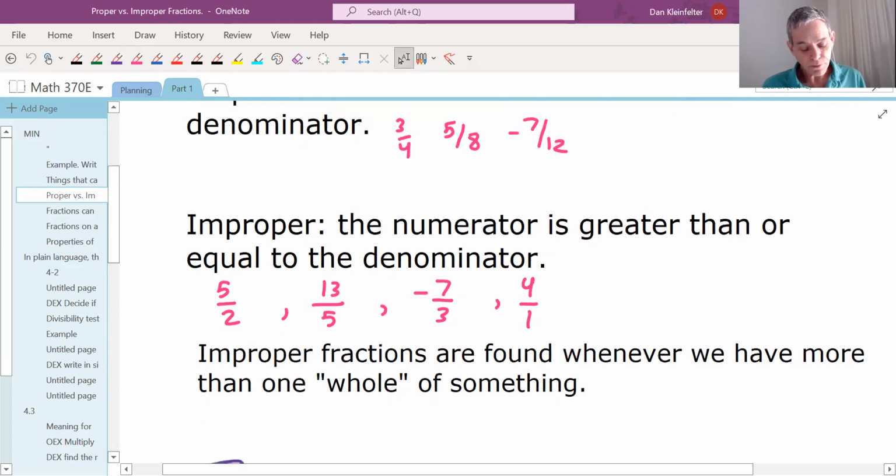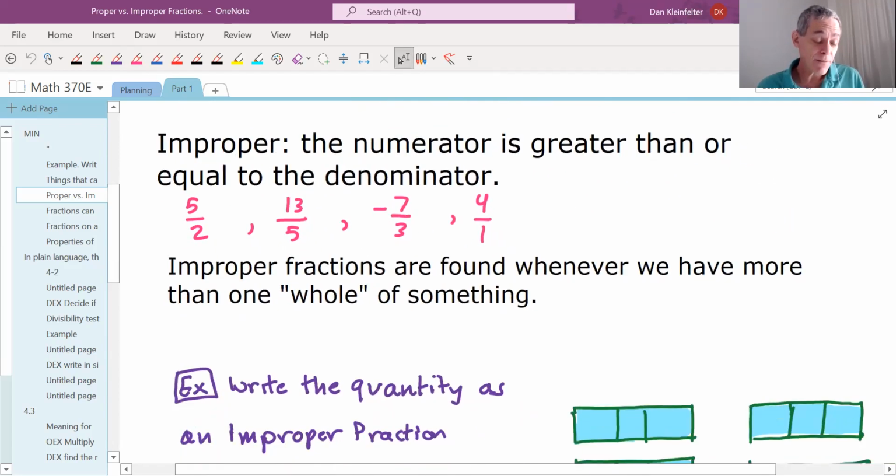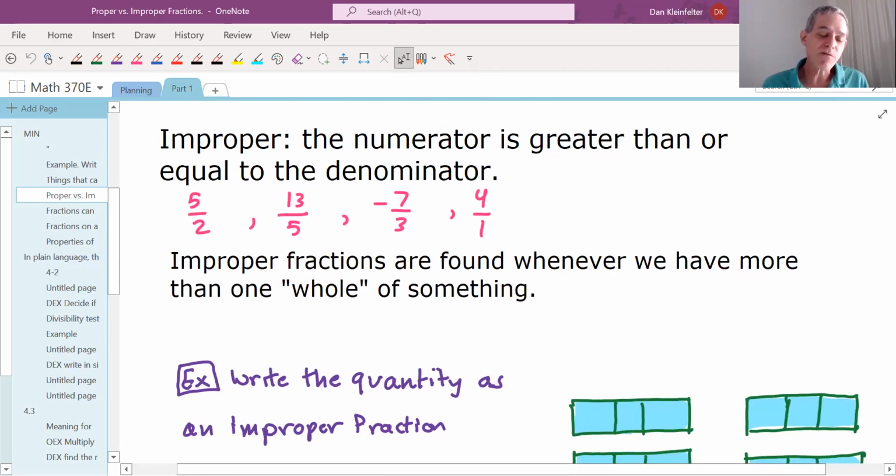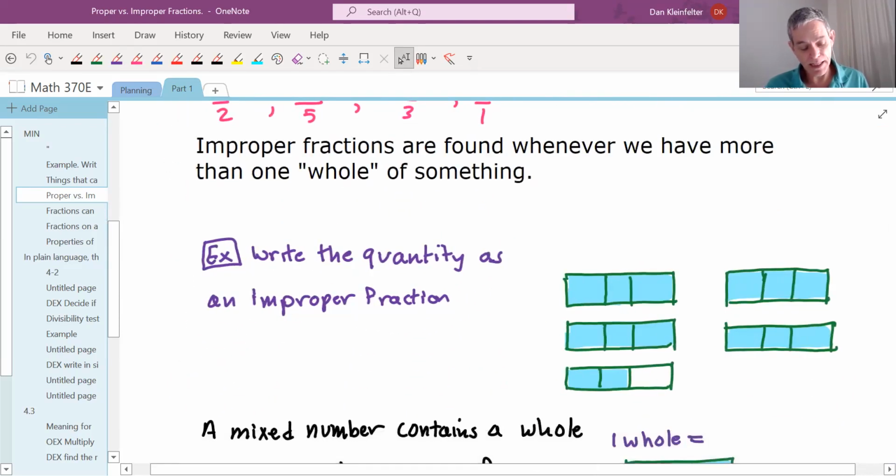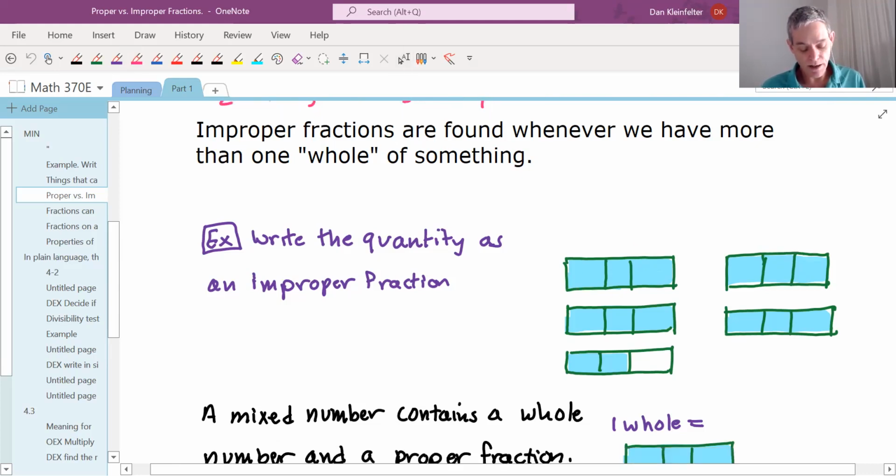Okay, all right. It turns out that improper fractions are found whenever we have more than one whole of something. As an example, here we've got these 5 rectangles, out of which 4 are completely shaded and 1 is not fully shaded. We want to write this quantity as an improper fraction. So taking a look at the picture, it looks like one whole. Here I've gone ahead and said it.